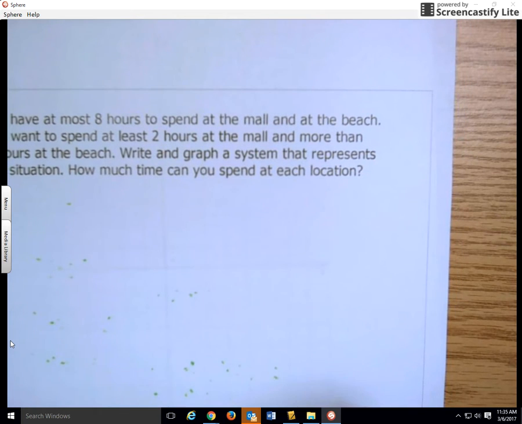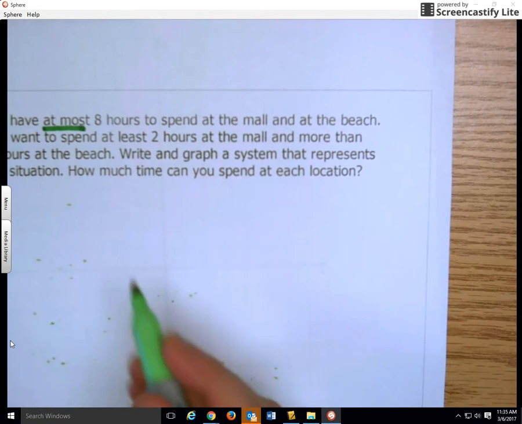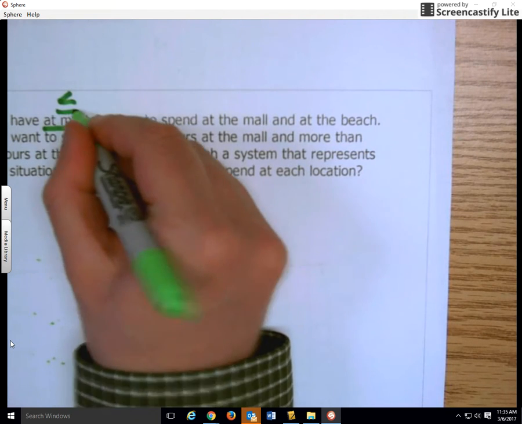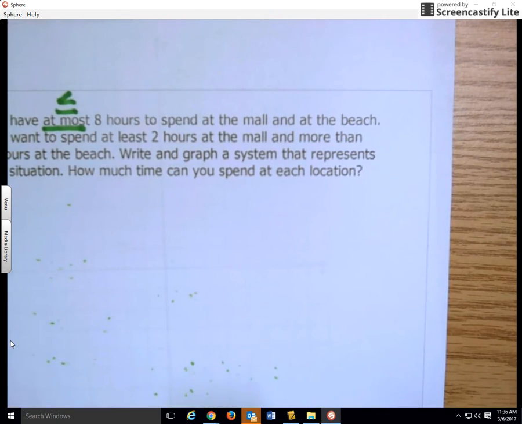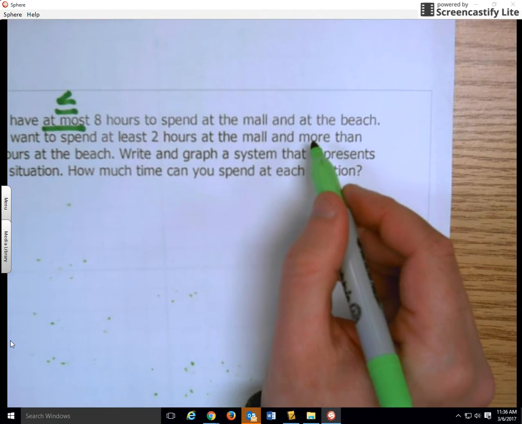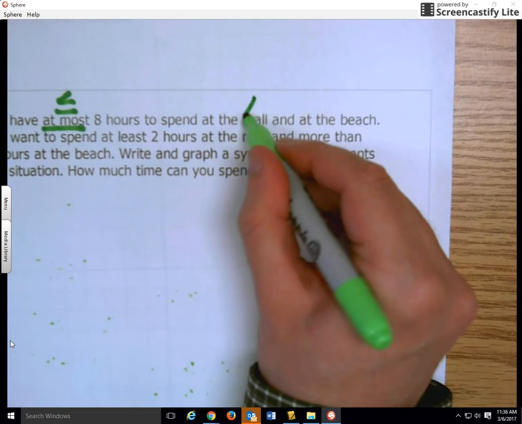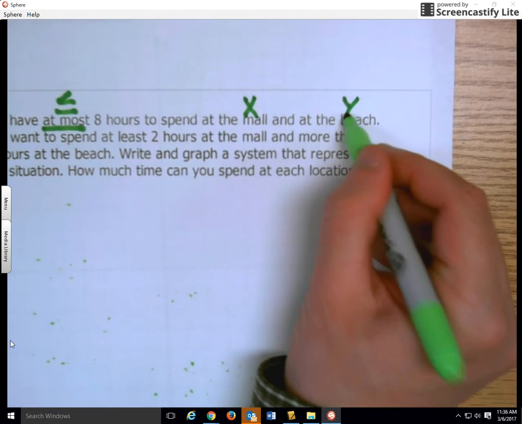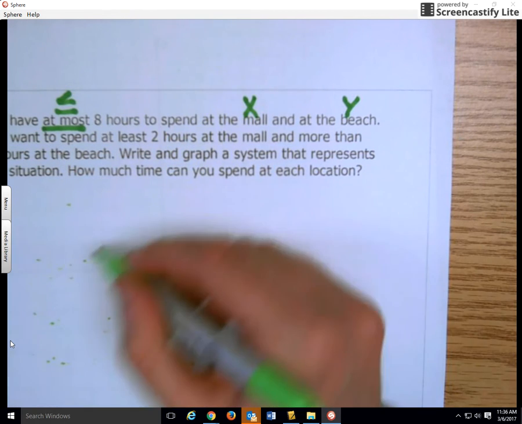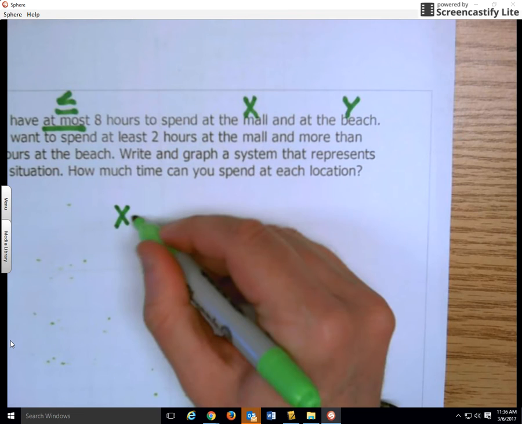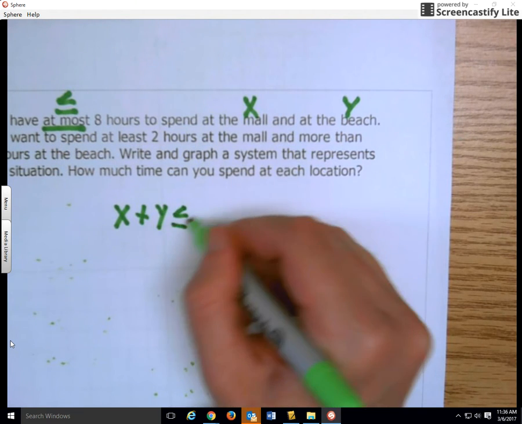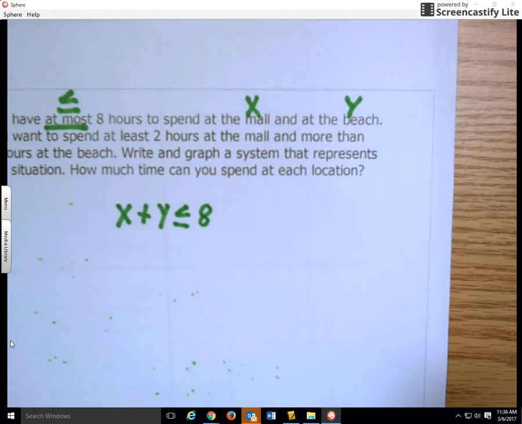Now, this "at most" should be a big clue because "at most" is always represented by is less than or equal to. So you have at most 8 hours to spend at the mall and the beach. You want to spend time at the mall and the beach. Okay, so we can already kind of see the variables here. Time at the mall, time at the beach. You have at most 8 hours. So we can already write something like x, the time at the mall, plus the time at the beach. It's going to be less than or equal to the total amount of time you can spend, which is 8 hours.